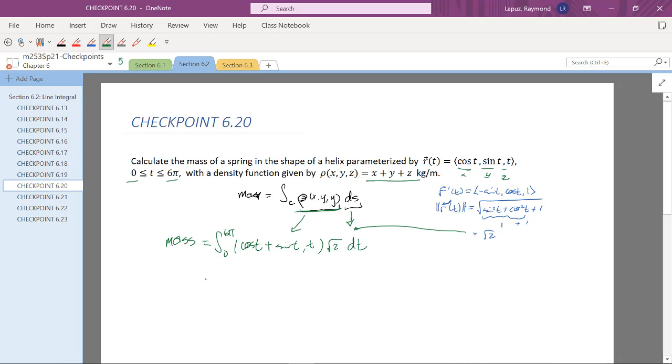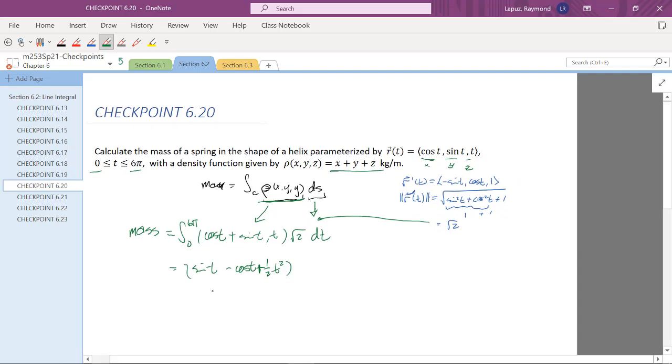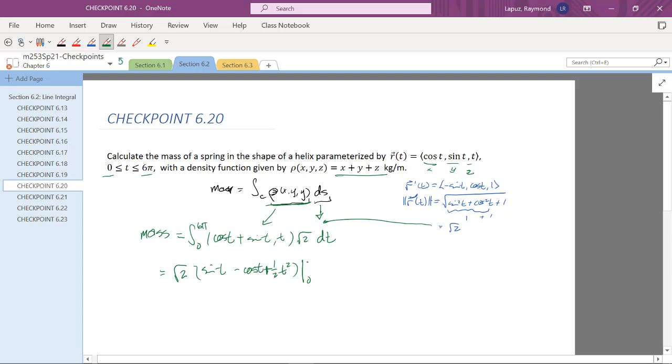All right, let's go ahead and integrate. Integral of cosine is sine. Integral of sine is negative cosine. And the antiderivative of t is 1/2 t squared. This should be a plus 1/2 t squared. And we're going to multiply everything by root 2, which is constant. Let's go ahead and take that outside, in front or in the back, doesn't matter. And we will evaluate this from 0 to 6 pi.